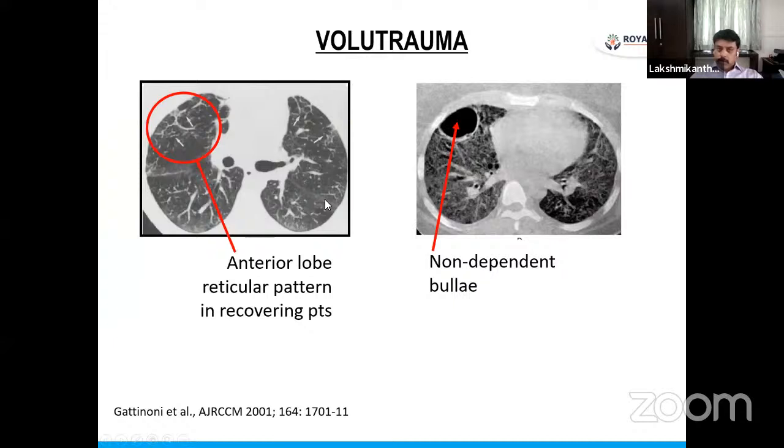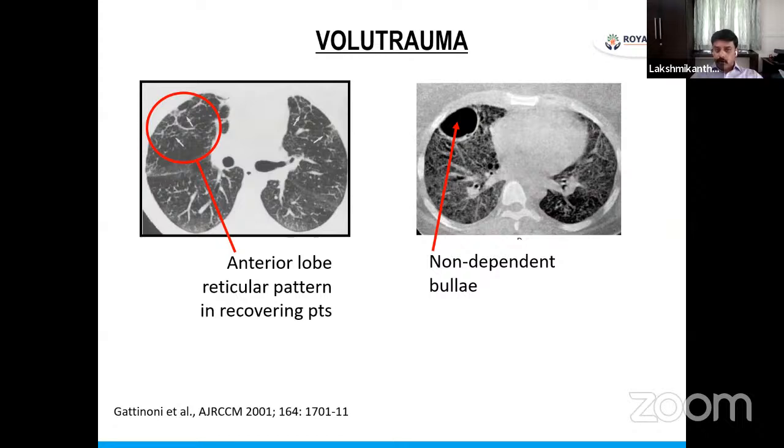This amount of volutrauma was evidently proven by Gattinoni et al. in a study done in 2001, when they started doing CT scans for all the patients with ARDS. In the patients who recovered from ARDS, they found a lot of anterior lobe reticular pattern, and some of them even had non-dependent bullae. This means that some amount of volutrauma has happened to the anterior or ventral portion of the lung, which will predominantly be normal lung in ARDS.